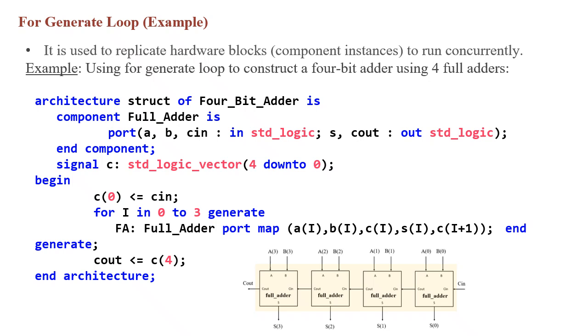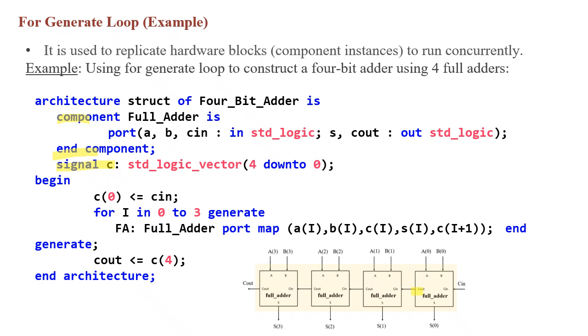First, we have a diagram of a 4-bit adder, and within the architecture part of the code, we're declaring the full adder to be used as a component, and then we're declaring C as the vector to hold the carry signals such that it passes the first carry-out, which is C0, to the next carry-in, which is C1, and so on.